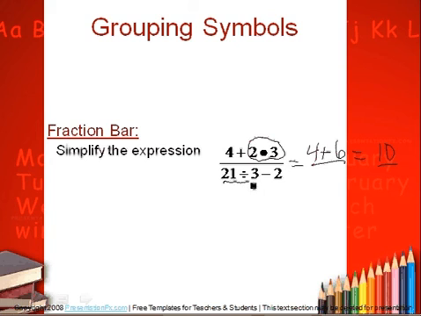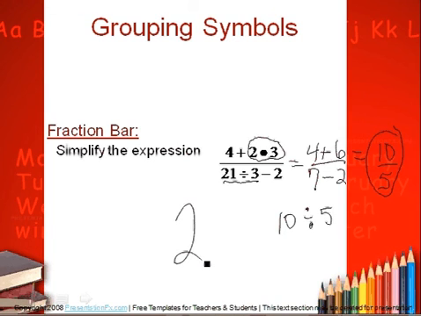In the denominator, 23 divided by 3, that's going to give me 7. 7 minus 2 is going to get me 5. So now I'm left with this fraction 10/5. You can think of 10/5 as an improper fraction, or you can think of the fraction bar as meaning division. 10 divided by 5 is 2. So your final answer for that one is 2.